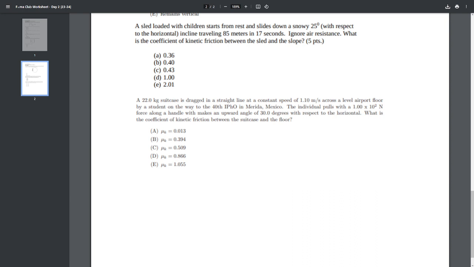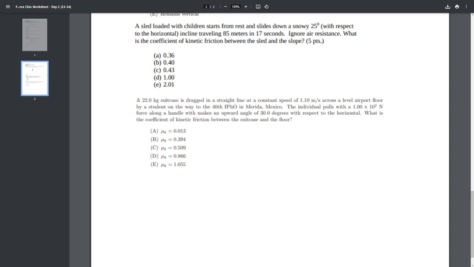Okay, that definitely confused a lot of people. So that's 170 mu k. So this is 170 mu k is equal to 100 cosine 30. So we have 100 cosine 30 divided by 170, and that's going to give us around 0.509.